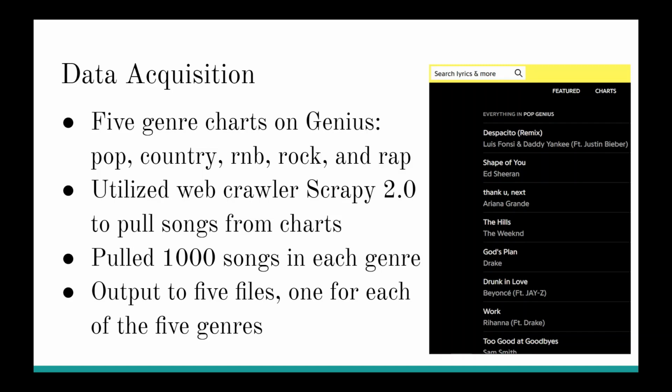Once a lyric page for a song was found, Scrapy's web scraping capabilities allowed us to identify where in the page source the lyrics were located. Using this technique, we searched through the first 50 pages in each of the genre charts, resulting in 1,000 songs per genre. For each of the 5 genre charts, a text file was output that contained all the lyrics for every song in that genre. Each song in these files was separated by a delimiter, so we could later use each song individually.